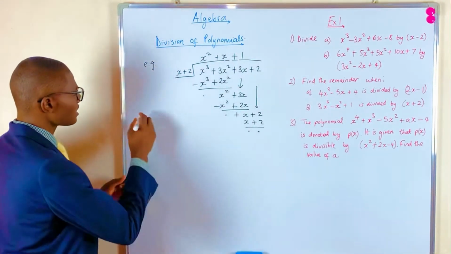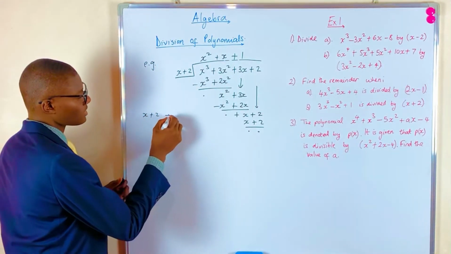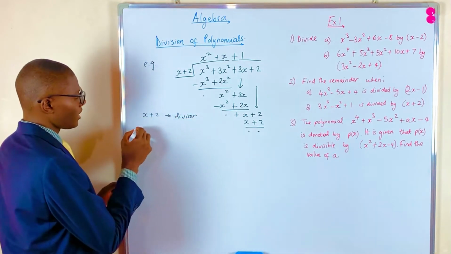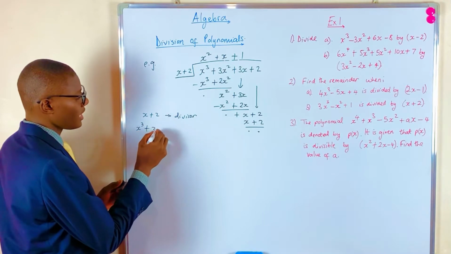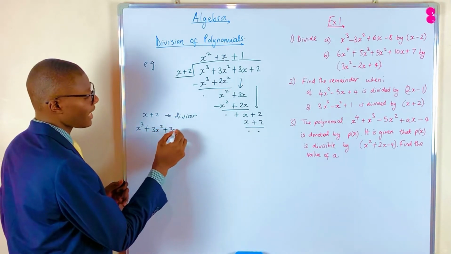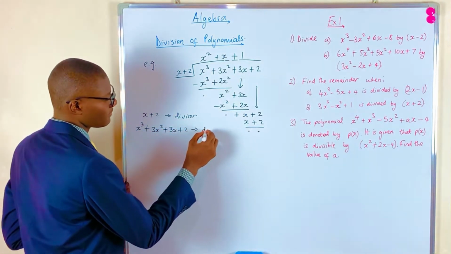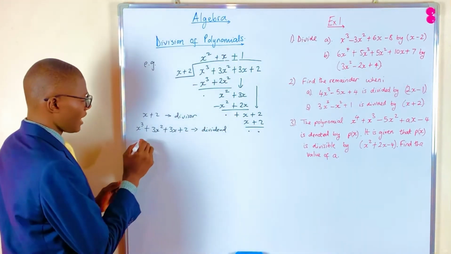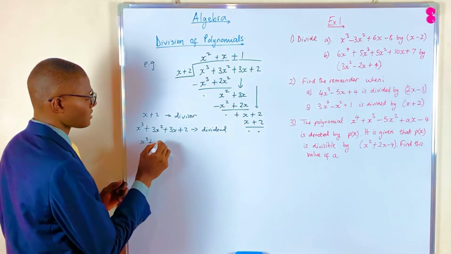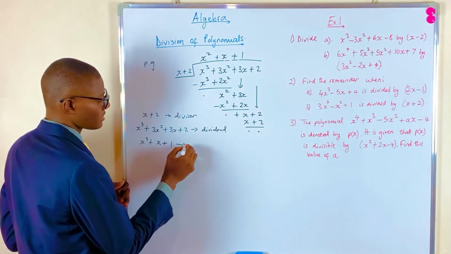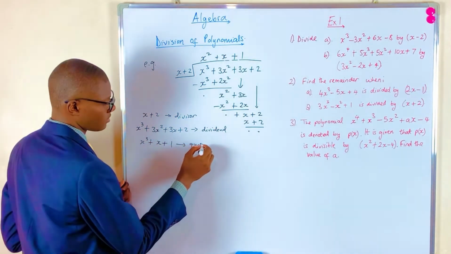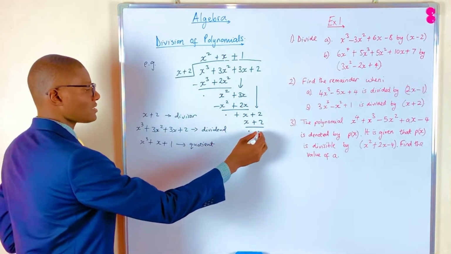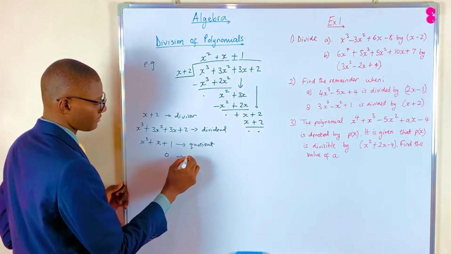So like I mentioned, x plus 2 is the divisor, and x to the power of 3 plus 3x squared plus 3x plus 2 is the dividend. And x squared plus x plus 1 is the quotient. And here the remainder being 0, 0 is the remainder.